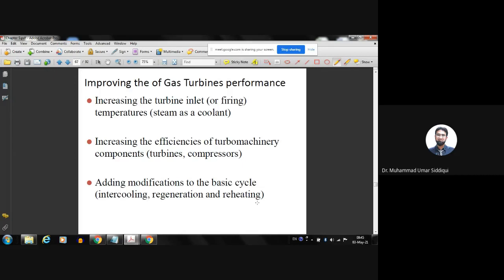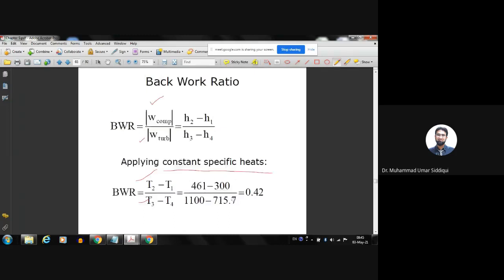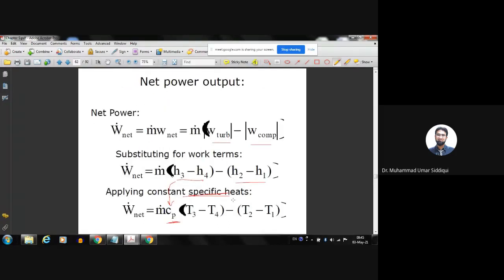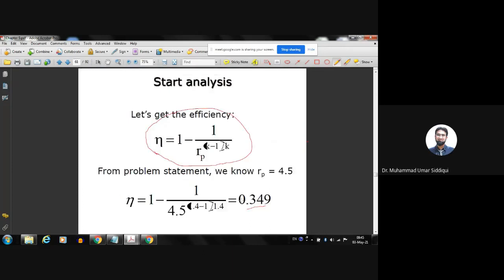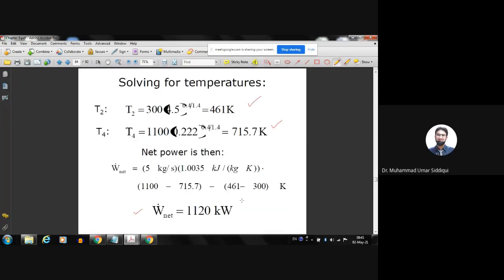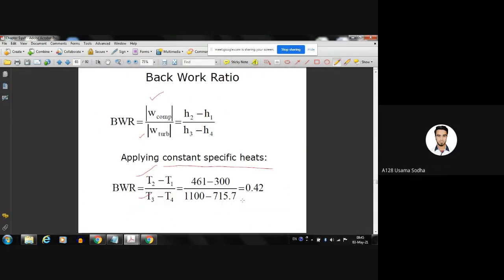If anybody has anything to ask, you can ask. Do you understand the problem solution here? Is there anything which is not clear within this problem solution? Can you show me the solution for part C? The back work ratio? Yes, yes. The back work ratio is here.